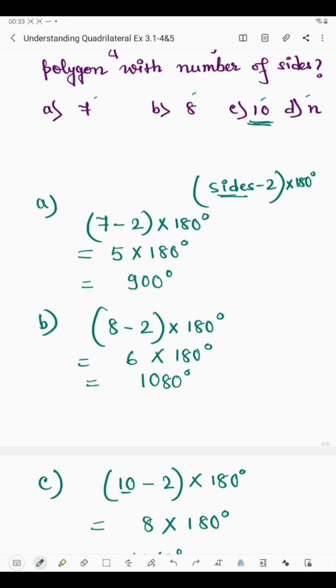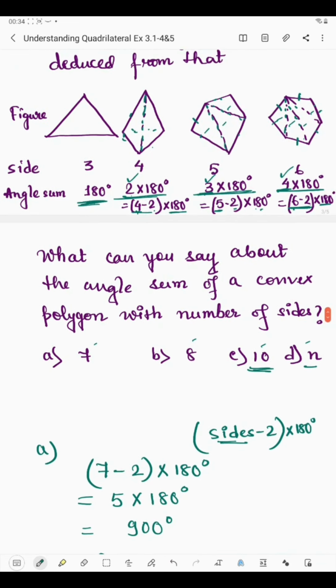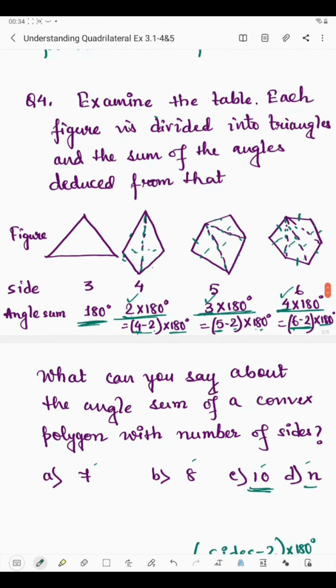Now in the D part we have the number of sides as n. Okay, so if the number of sides is n, then what will be the sum of angles with n sides? n minus 2 into 180 degrees, because n is the number of sides and 2 should be subtracted from the number of sides, and this will be multiplied by 180 degrees to get the sum of angles of any polygon. Okay, so this was all about question number 4.